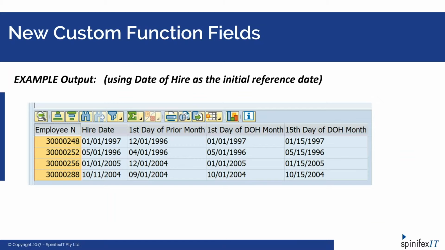Now I created this to show you an example of the output. Starting with hire date on the report, which is right here, I then used the 3 new custom functions to determine the first day of the prior month, the month prior to the hire date, the first day of the date of hire month, and the 15th day of that same month.